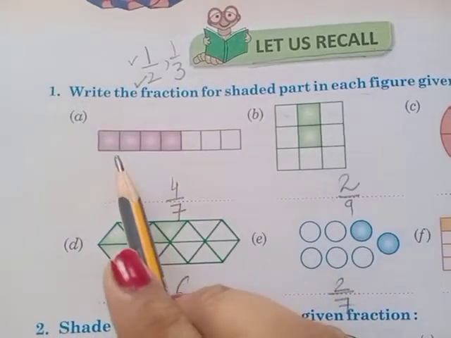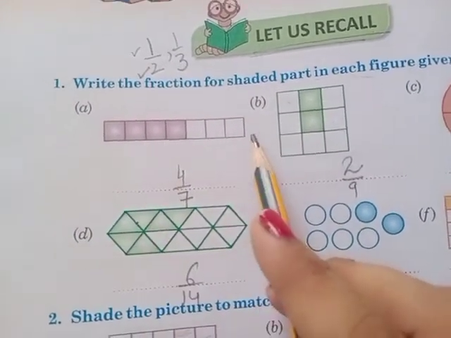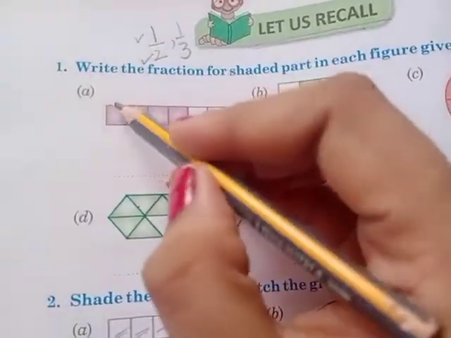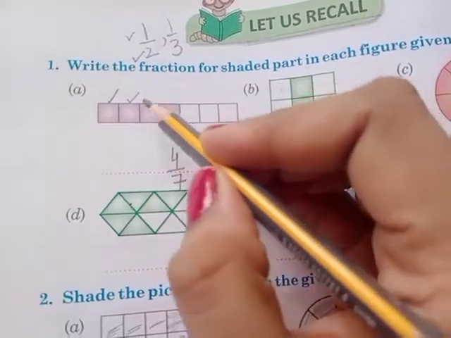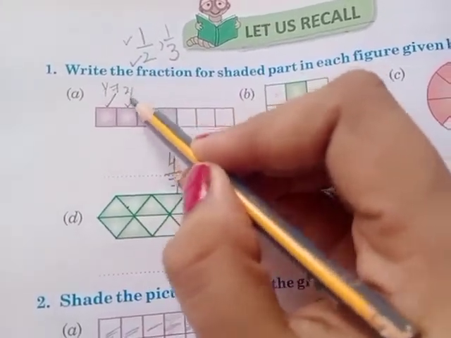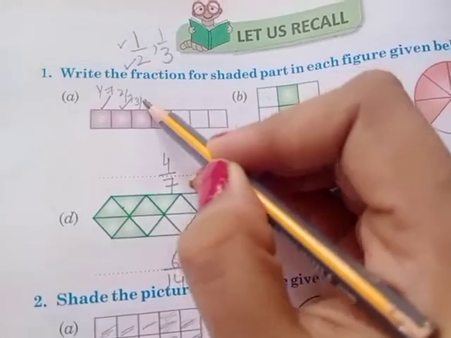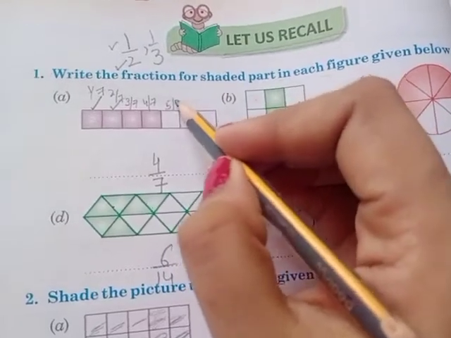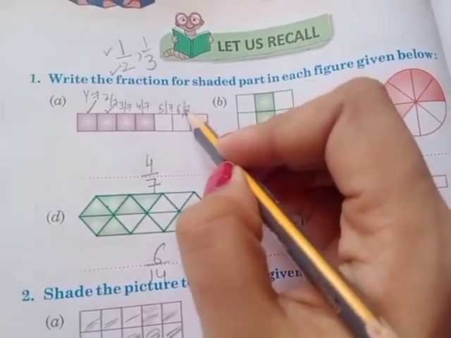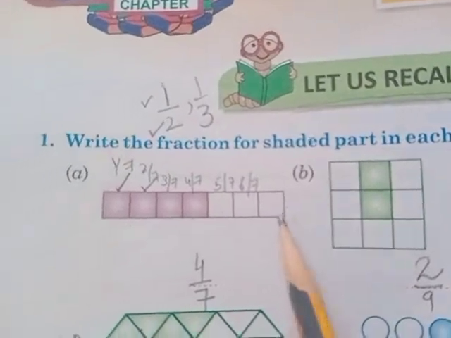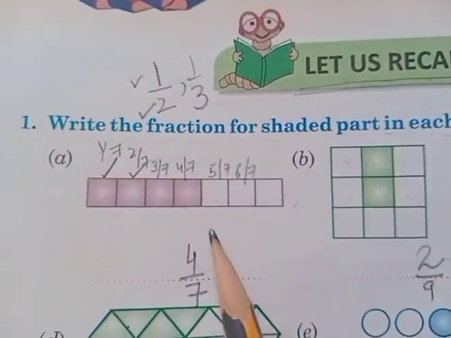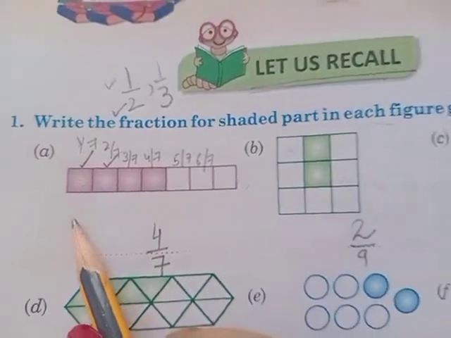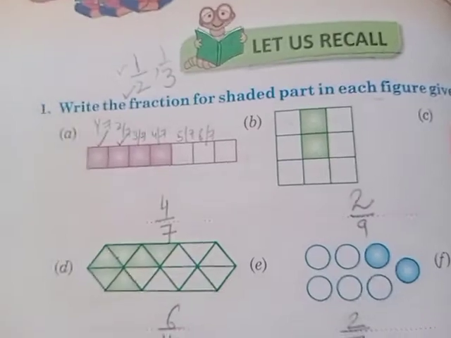So if we talk about this shape, it is divided into 7 equal parts. Each part is 1 over 7. So the second part can be written as 2 over 7. Third is 3 over 7, and fourth is 4 over 7. Fifth is 5 over 7. Sixth is 6 over 7. Then each part can be written as a fraction. That means in the denominator we will write the total parts, and in the numerator we will write the shaded parts if we want to write the fraction for the shaded part.